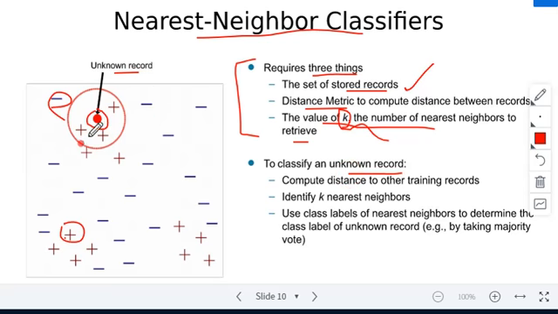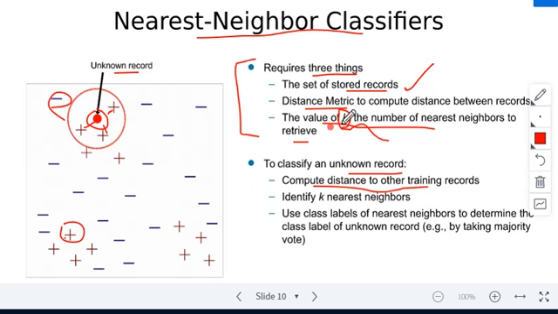To classify the unknown record, that is the test record, these are the training data. Then there is a test record here. For the test record, first we have to compute the distance to the other training records. We will be computing the distance to the nearest training record. Then we have to identify the k nearest neighbors.